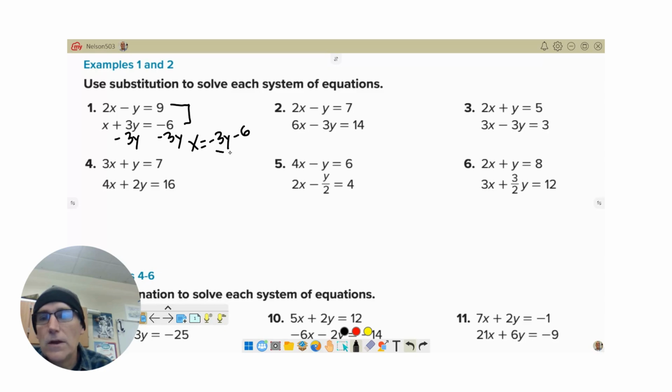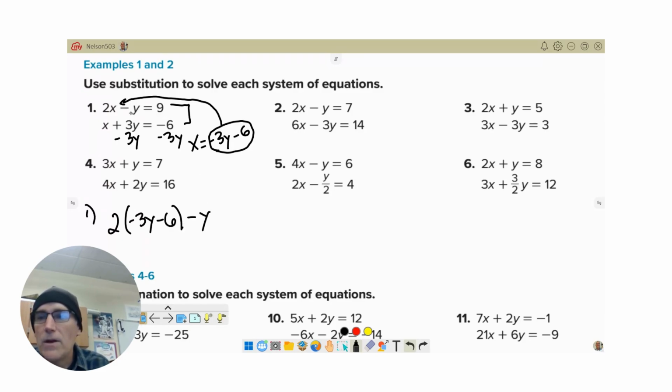See, this is what you're going to substitute in for the x back here in the top equation, right? So this is problem number 1: 2 times (negative 3y minus 6), and then minus y, there's the minus y part, equals 9, and we're going to solve for y, right?